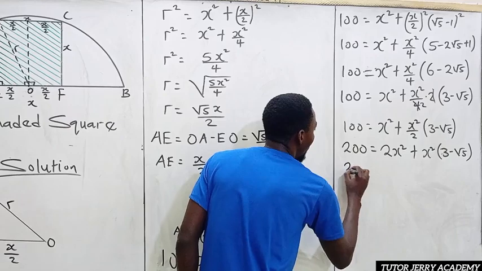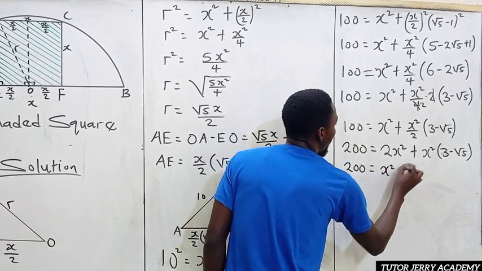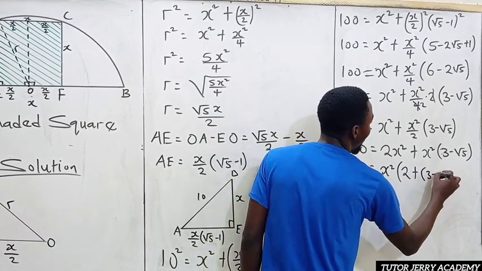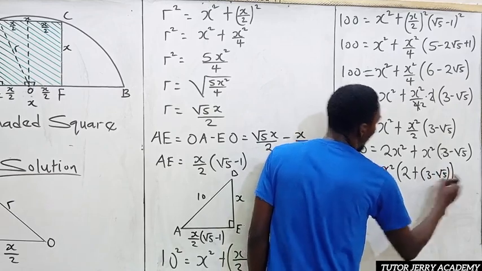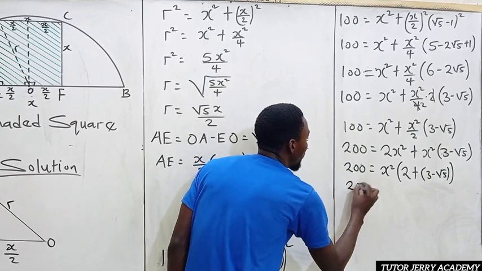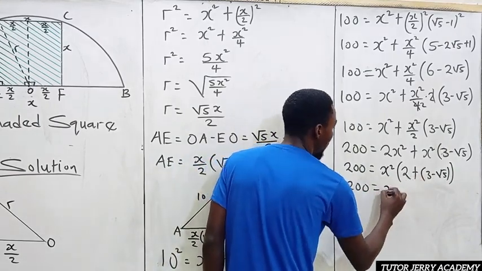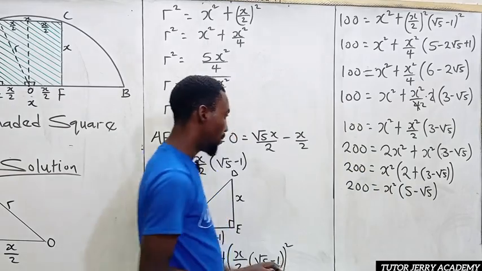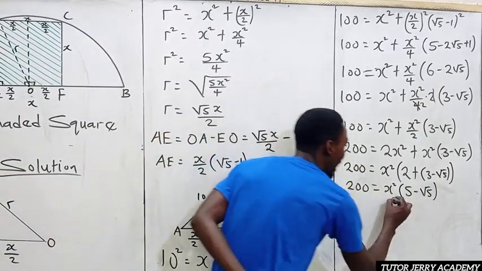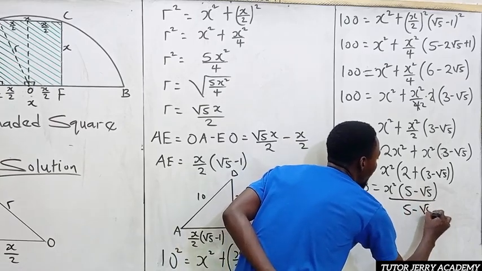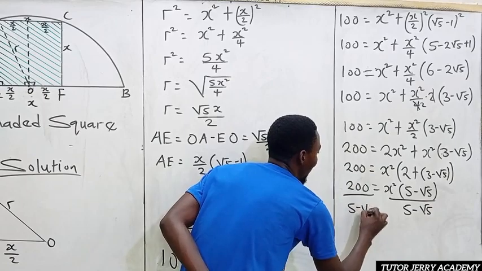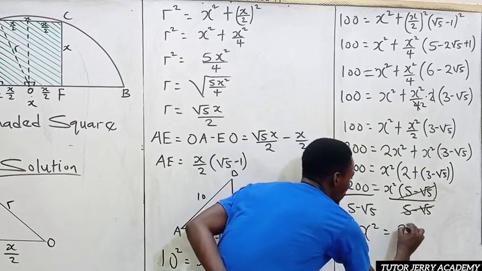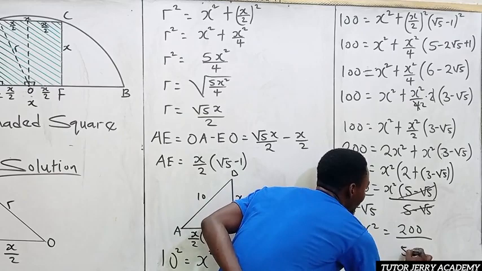We are going to have 200 to be equals to s squared into what? 2 plus what? 2 plus 3 minus root 5. All right. So which is still the same thing as 200 equals to 2 plus 3 is 5. So s squared into 5 minus root 5. All right. So now, if I divide both sides by 5 minus root 5, this will go with this. Then s squared will be equals to what? 200 all over what? 5 minus what?